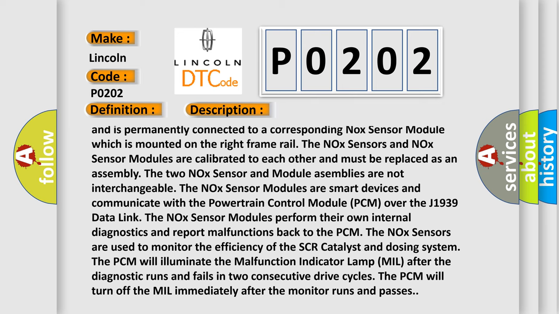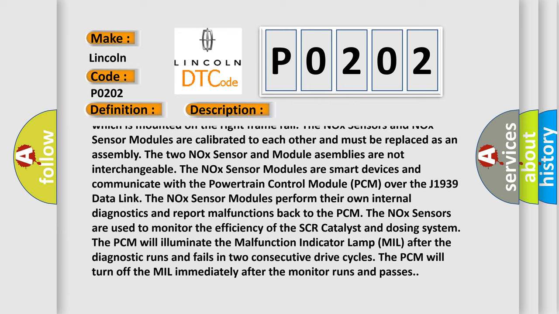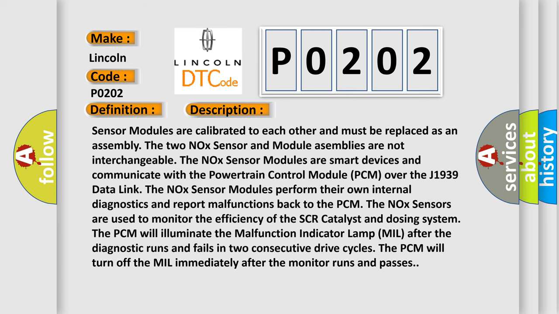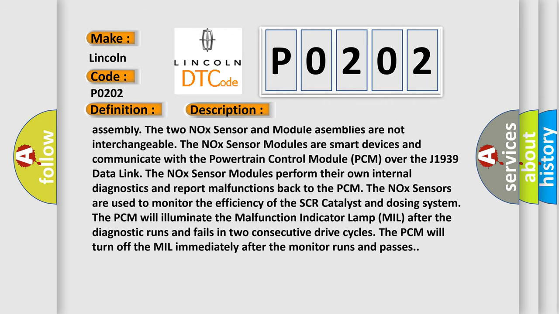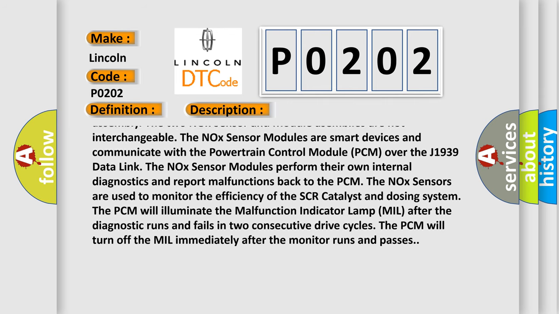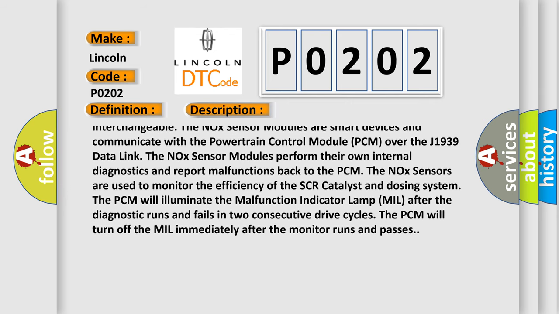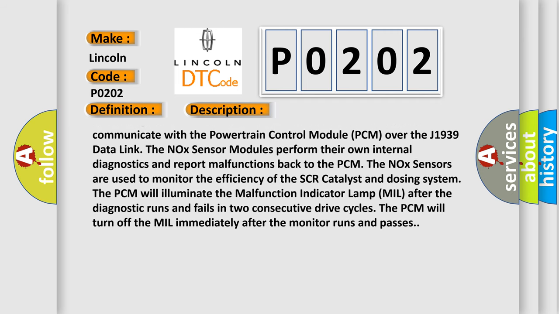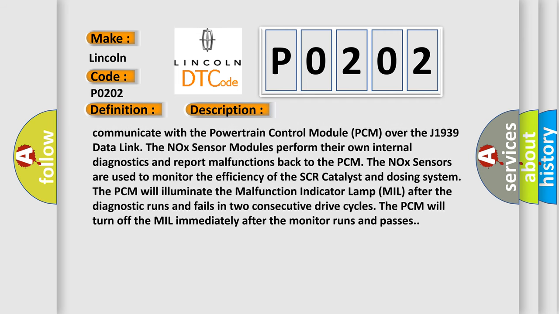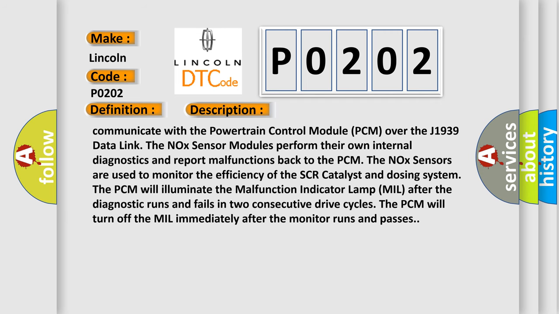The NOx sensor modules are smart devices and communicate with the powertrain control module, PCM, over the J1939 data link. The NOx sensor modules perform their own internal diagnostics and report malfunctions back to the PCM. The NOx sensors are used to monitor the efficiency of the SCR catalyst and dosing system. The PCM will illuminate the malfunction indicator lamp, MIL, after the diagnostic runs and fails in two consecutive drive cycles. The PCM will turn off the MIL immediately after the monitor runs and passes.